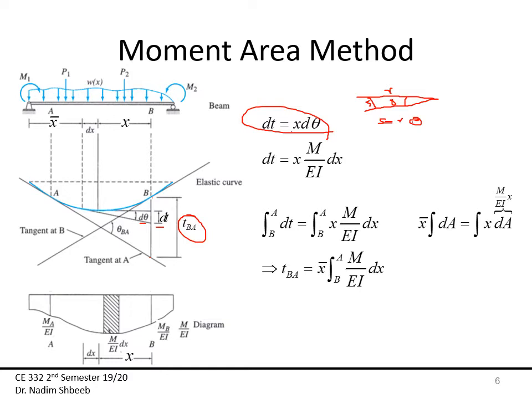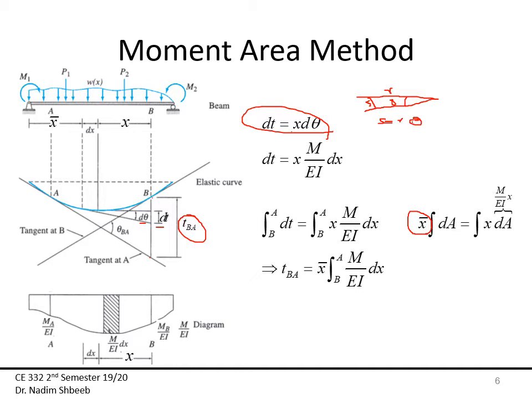So I'm saying that dt, this one here, is equal to x times d theta. Then dt would be x times M over EI dx. Then doing the integration from point B to point A, that will be equal to the integral of x times M over EI dx. Now we know from statics that if I multiply x times area, I'm getting the centroid, or the first moment of area, where dA is equal to M over EI dx. That's why I'm taking x bar out. Then the vertical deviation between point B and A.